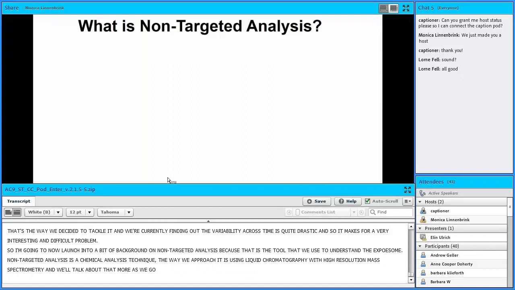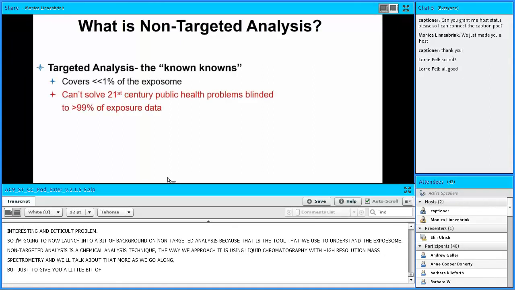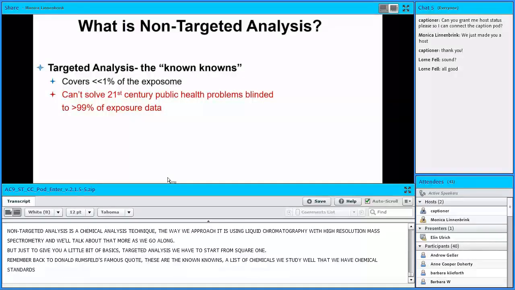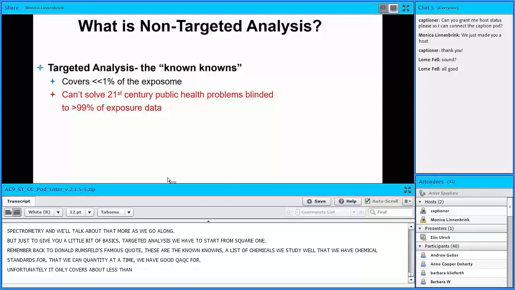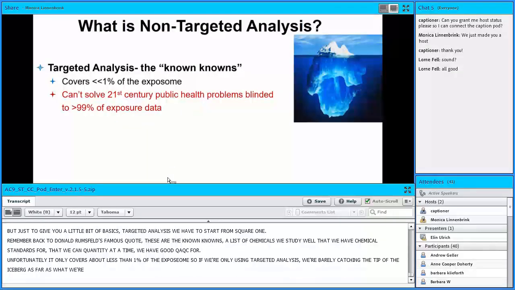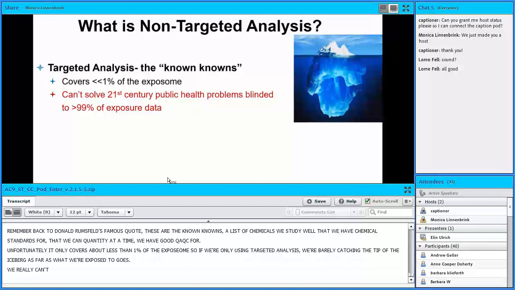But just to give you a little bit of the basics, targeted analysis, we have to kind of start from square one. If you remember back to Donald Rumsfeld's famous quote, these are the known knowns. This is a small list of chemicals that we study very well, that we have chemical standards for, that we can quantitate, we have good QA/QC for. Unfortunately, it only covers less than 1% of the exposome. And so if we're only using targeted analysis, we're barely catching the tip of the iceberg as far as what we're exposed to goes. We really can't solve 21st century problems of any type blinded to most of the exposure data. It's just not going to work.